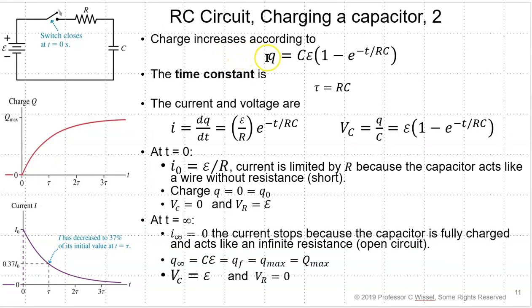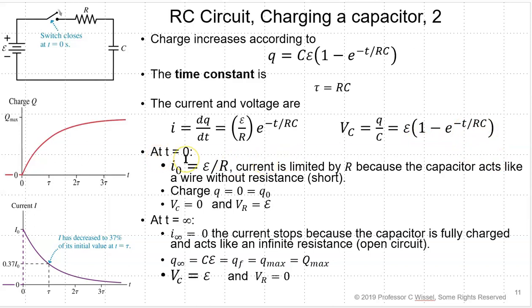So charge increases according to Q equals CE times the quantity 1 minus the exponent minus t over RC. The time constant is tau equals RC. The current and voltage are I equals the time rate of charge, and that equals E over R times the exponent minus t over RC, and VC equals Q over C, which equals E times the quantity 1 minus the exponent minus t over RC.